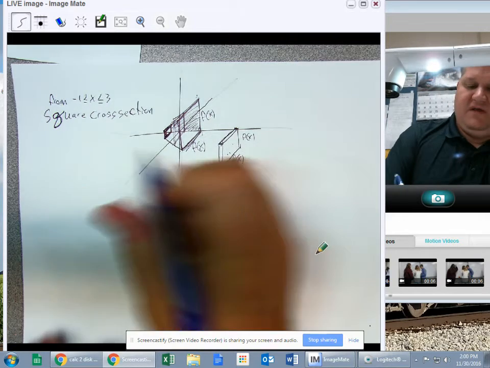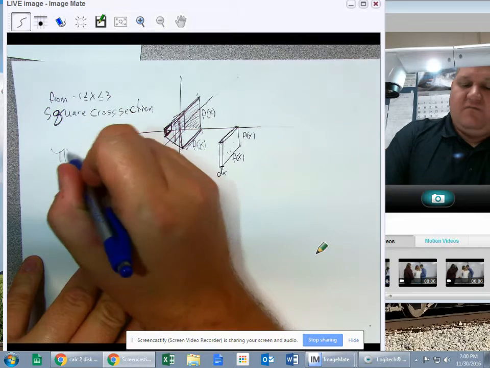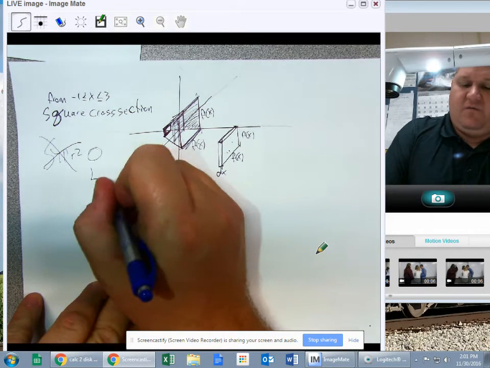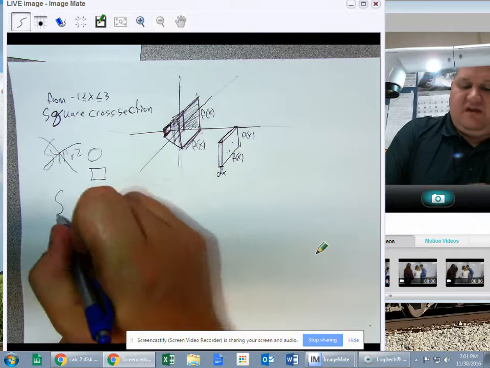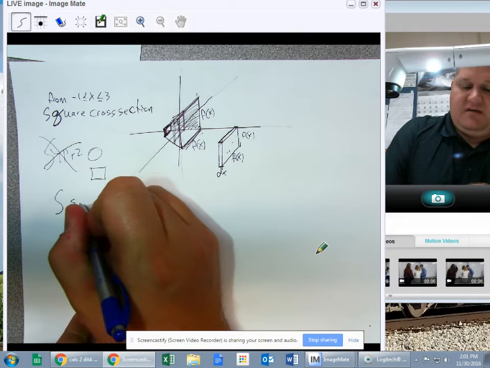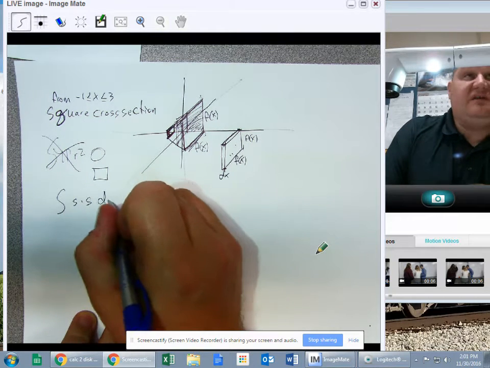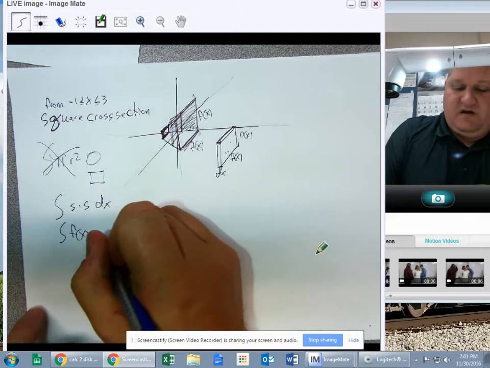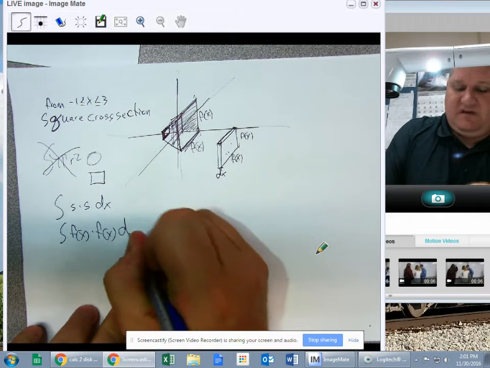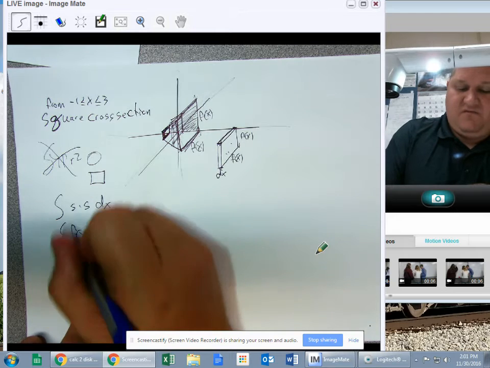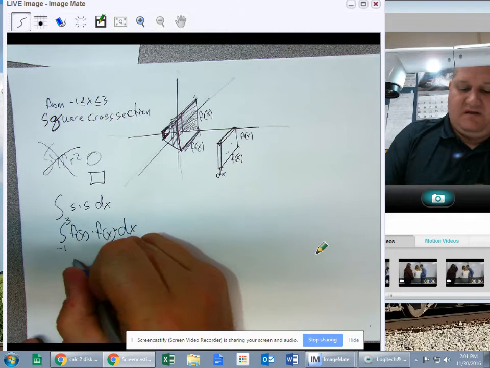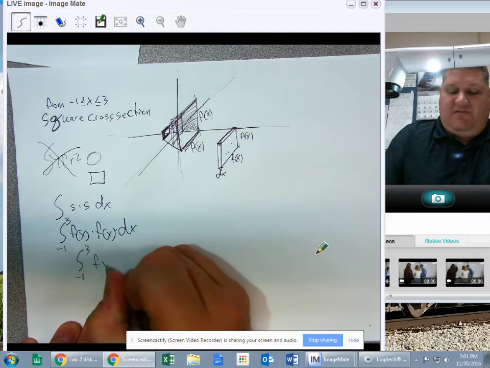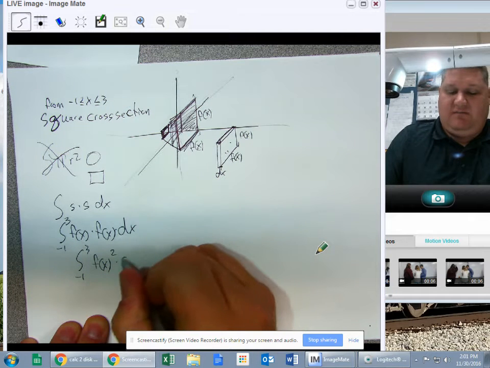All right, so with that, we're not going to use pi r squared anymore, because that's for a circle. We want a square. So that's easy enough. We can just sum up side times side according to dx. So in this case, it's going to be f of x times f of x times dx, and from -1 to 3. So we can simply fix this to say from -1 to 3, f of x, the quantity squared, times dx.